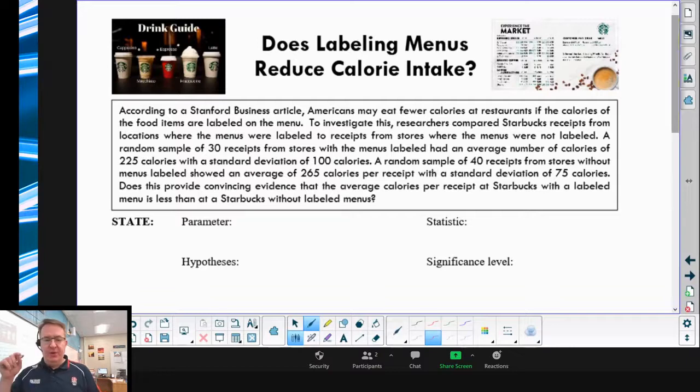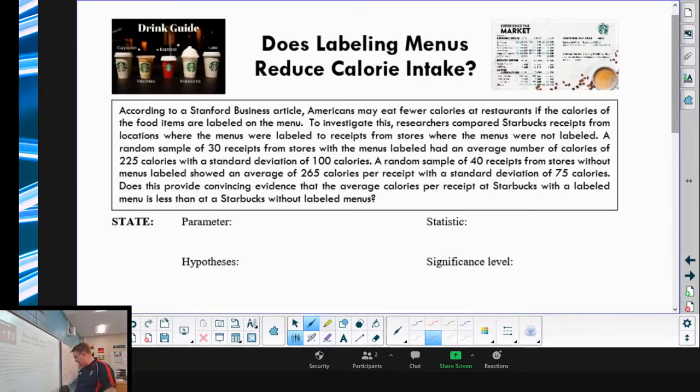And so anyway, what ended up happening here to research this, investigators went to Starbucks. They found some that didn't have the calories listed. They found some that did. So they found 30 stores that had menus labeled with an average number of calories of 225. And then they compared that with a random sample of 400 receipts for stores that didn't have the calories labeled. And they had an average calorie intake of 265. And the standard deviations are down over here too, and we'll mark those up here in a second. So then the question is, does this provide convincing evidence of what we need?